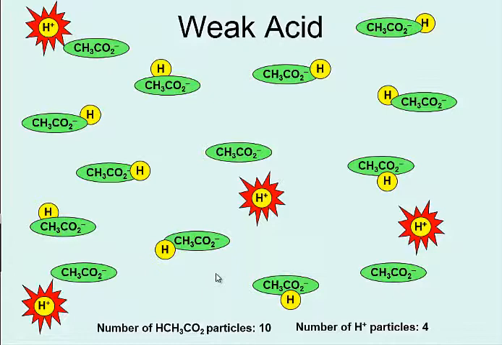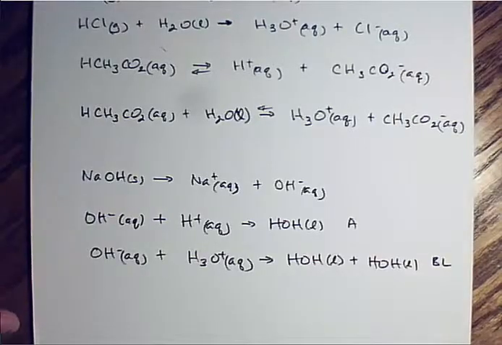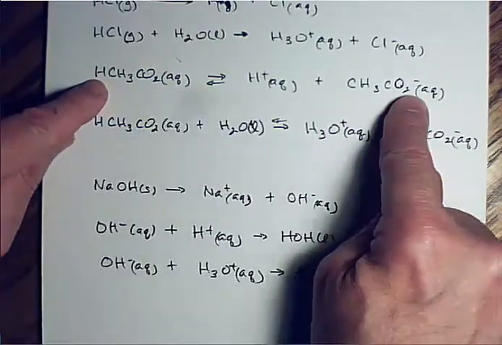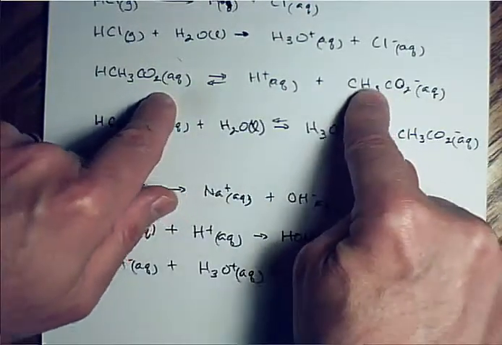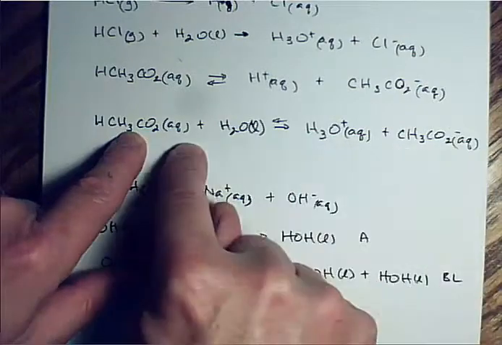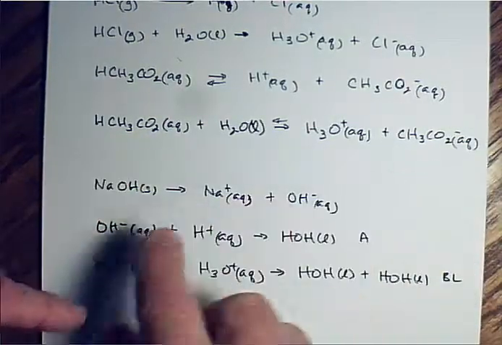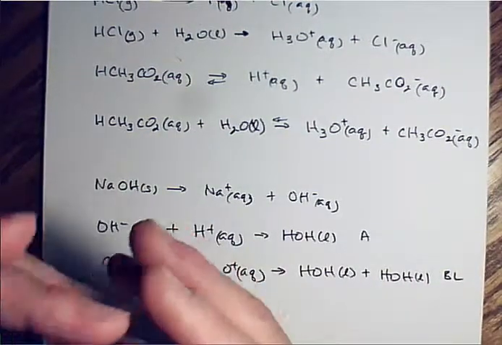Okay? That's what a buffer does. A buffer resists change in pH. So the acetic acid system here, whether you're using the Arrhenius theory illustrated by this equation or the Bronsted-Lowry theory illustrated by this equation, creates a buffering system. It resists change in pH.